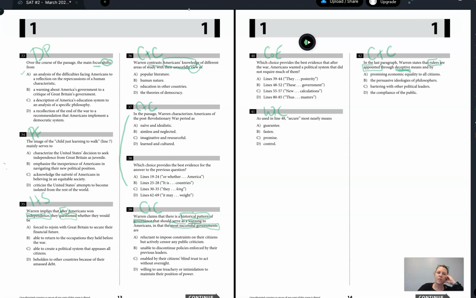I don't think that's necessarily true because we don't get that warning first off, so I think that makes this part wrong. A description of America's education system to an analysis of a specific philosophy.